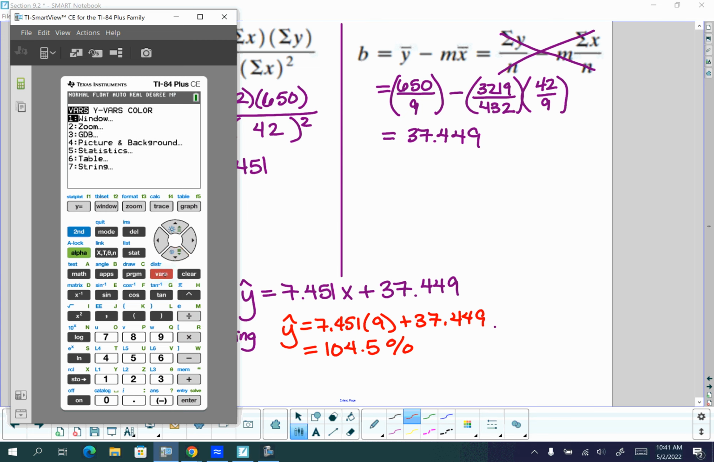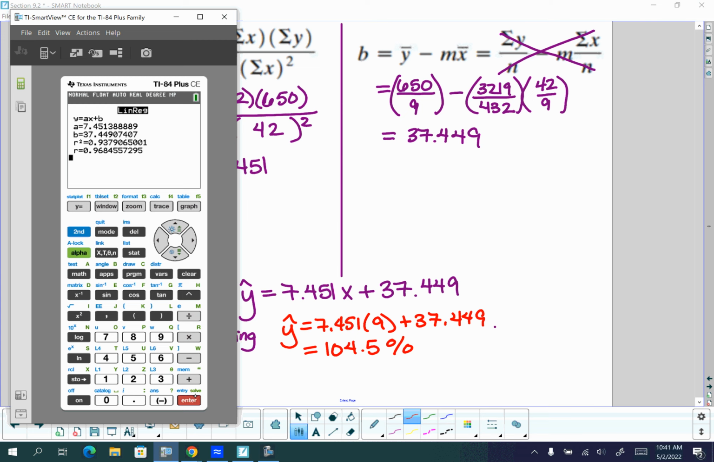To get that, you're going to hit vars. It's right below your arrows. Go over to Y vars, function Y1. Okay, so vars, Y vars, function Y1. And you can really choose any Y, it doesn't matter as long as it's put in there somewhere. Okay, so now when you hit calculate, we'll see a few things.